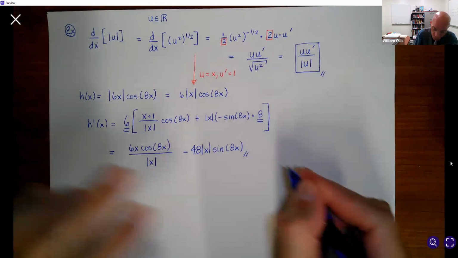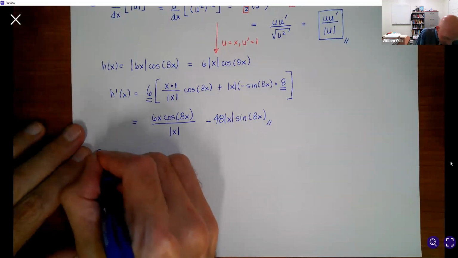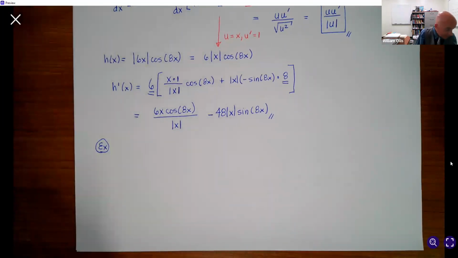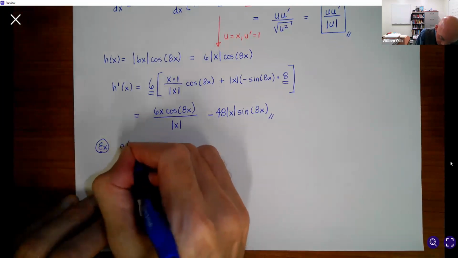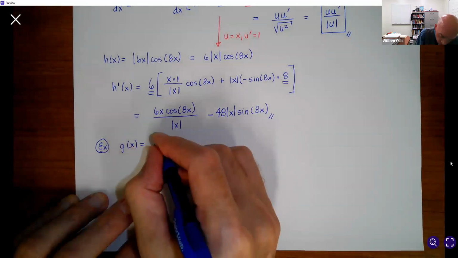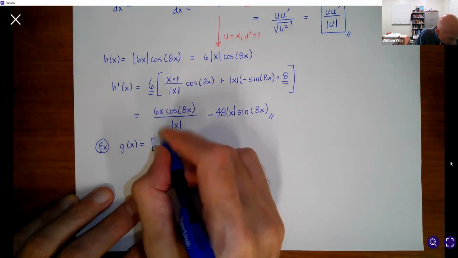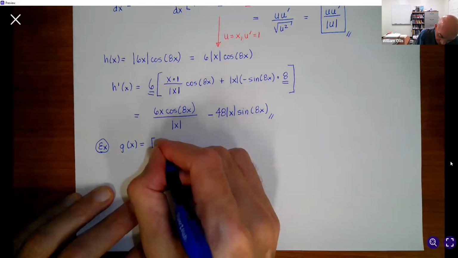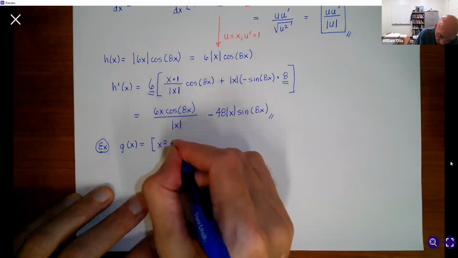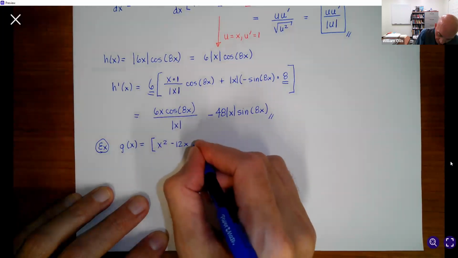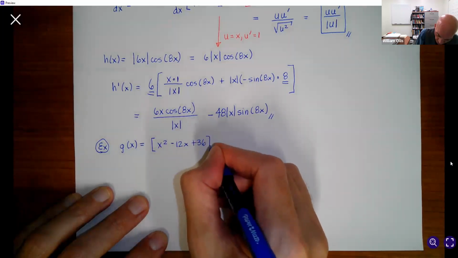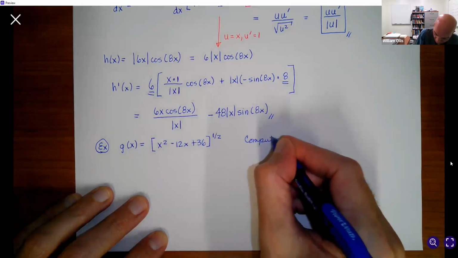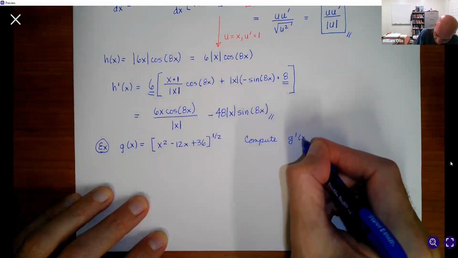So now here's one other example that uses this. And then I want to say a little bit about that power rule. So we'll cover that. This one was another example that I thought was interesting. And we'll use the newfound rules that we had before. So we've got, I'll use the 1/2 power here, x squared minus 12x plus 36 to the 1/2 power. And we're asked to compute g prime.